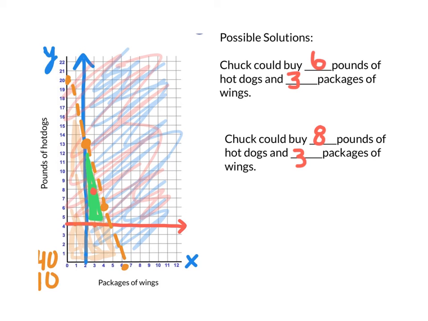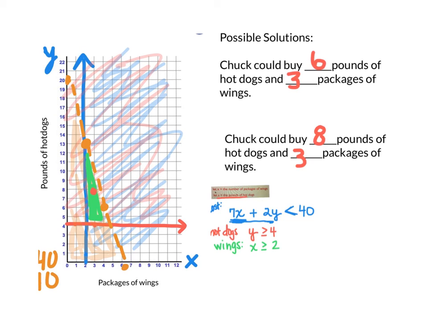went back to your original inequalities. All right, so to check, I could come back to here. It was $7 per package of wings, and if I said 3, that would be 21. Plus, it was $2 per pound of hot dogs, and if you bought 6, that's 12. Is that less than 40? Yep, that definitely works. And then again, hot dogs he had to buy greater than or equal to 4. So 6 is okay, 8 is okay. And wings, it had to be greater than or equal to 2. So 3 is definitely okay. So both of those solutions work, and I just tested it out. So that is graphing a system of inequalities.